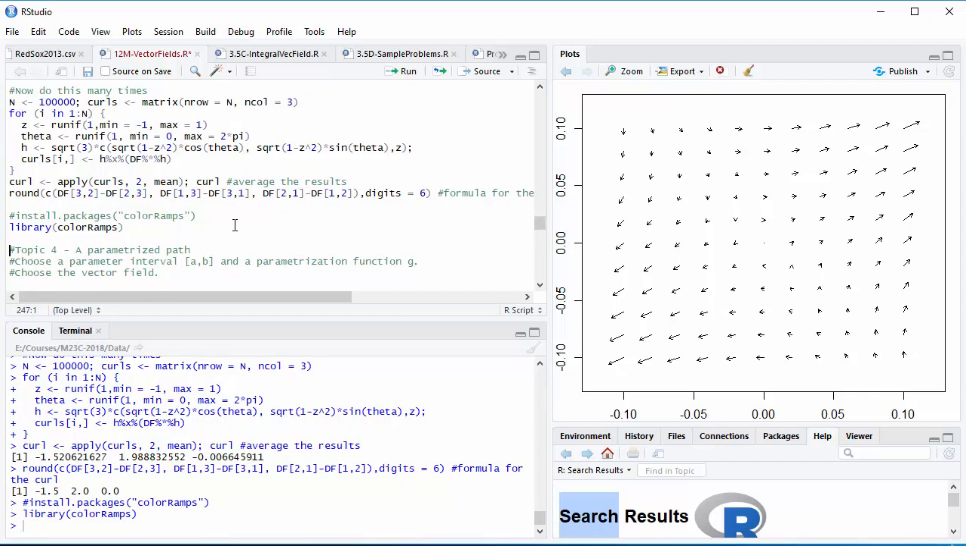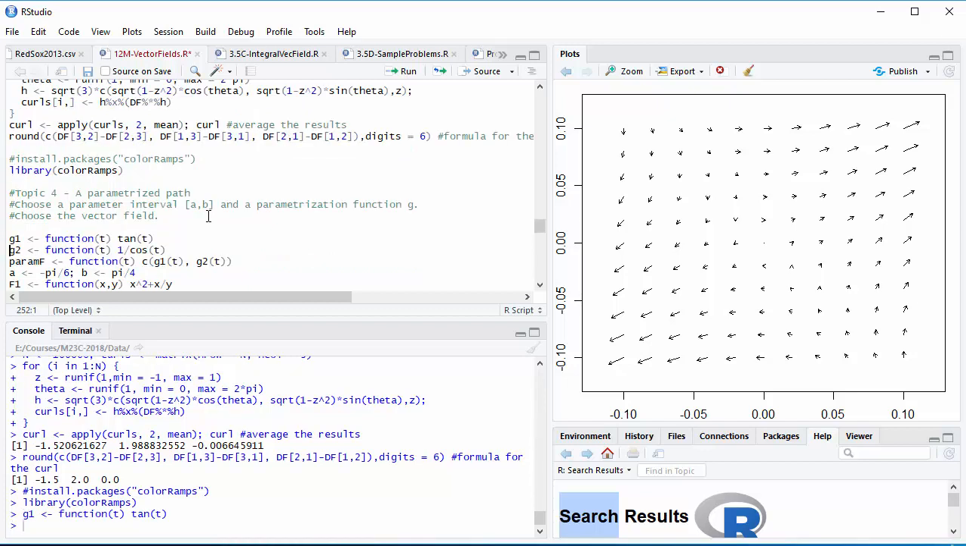Now let's finish up with some integration of vector fields along curves. I found a cute library called color ramps that let you generate colors that move gradually from one color to another. And I installed that, and now I'm going to set up a parametrized path. For a parametrized path, I need an interval in parameter space and a parameterization function, which I will call G, and I also need to choose my vector field.